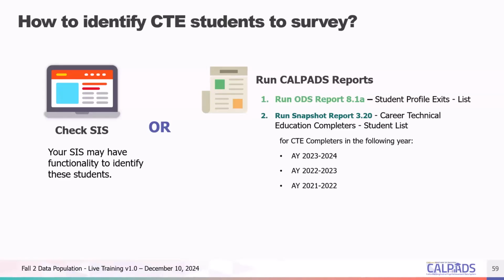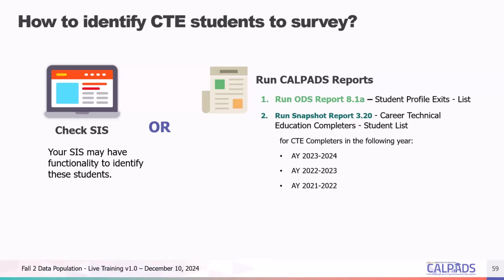And this is done by running ODS report 8.1A for academic year 2023-24 to determine the students who completed high school last academic year. But within that set of high school completers, you'll also need to determine who your CTE pathway completers are. And this is done by running snapshot report 3.20 first for academic year 2023-24 to determine which high school completers completed a CTE pathway in their final year, or in their senior year.